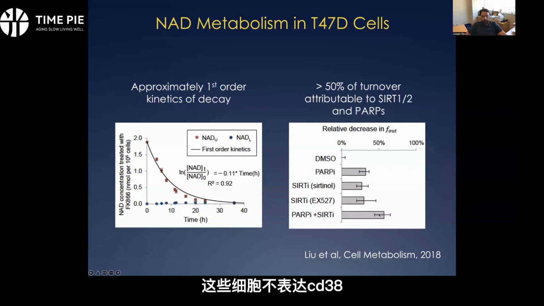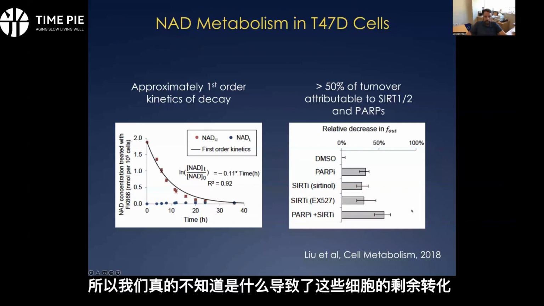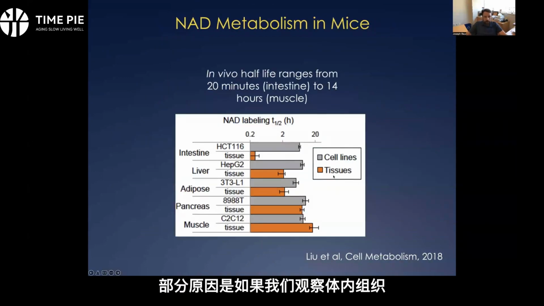I should mention these cells don't express CD38, which is the other major consumer people think about a lot. So we really don't know what's accounting for the rest of the turnover in these cells, or how relevant this conclusion really is to in vivo tissues. And I say that partly because if we look in vivo, one of the first lessons we got is that it makes a huge difference whether you're in vivo or not for some of the tissues.